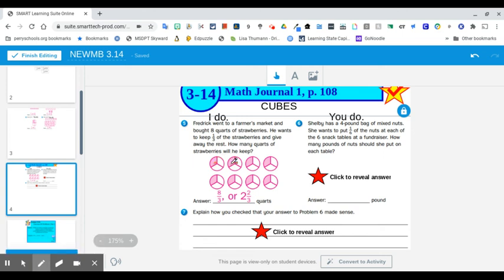So we see 1, 2, 3, 4, 5, 6, 7, 8. And we know how much is in 1? 3. So 8/3, or you could say that he kept 2 2/3, because we could say, okay, here's 1, 2, 3, 4, 5, 6, 7, 8. That would give us 2 2/3 are full.